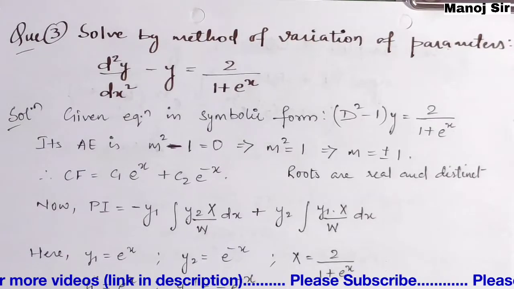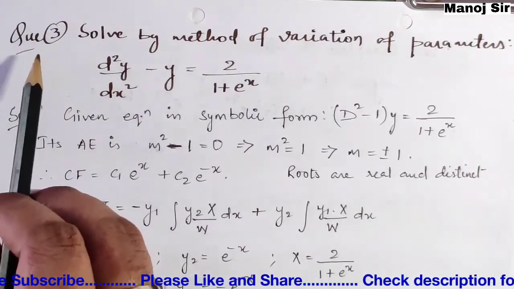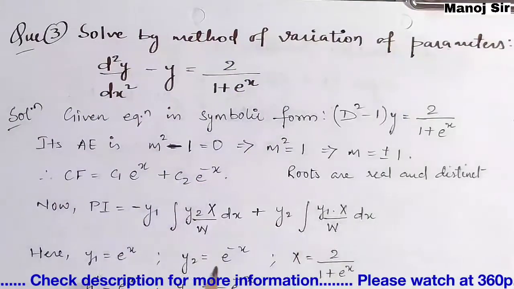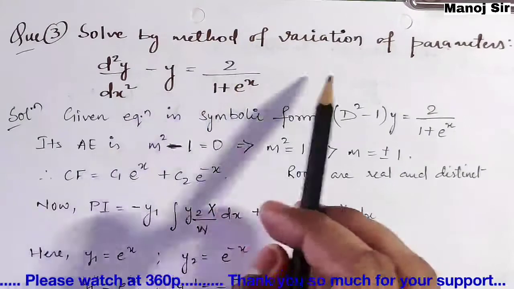Order with constant coefficients. Welcome to video number 18, and in this video we are going to solve the third problem on the topic, that is method of variation of parameters. One of the most important problems of this topic.